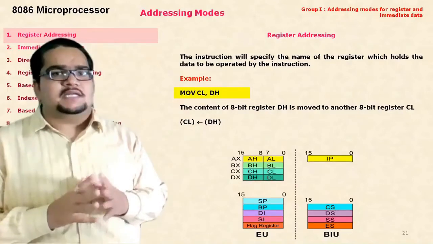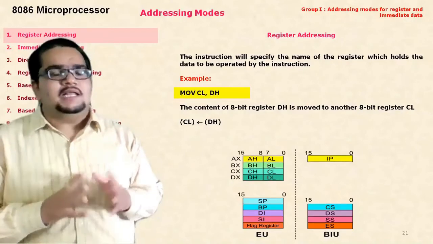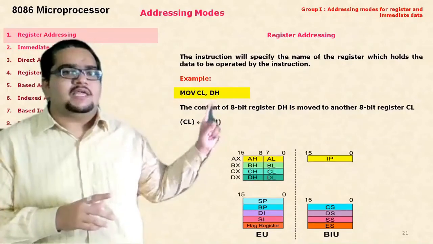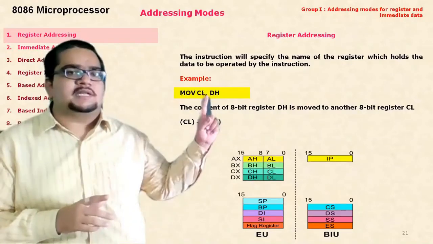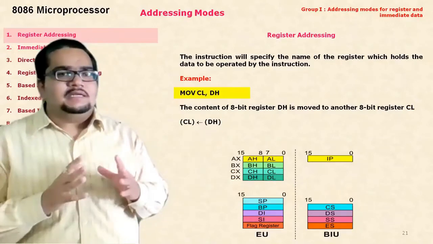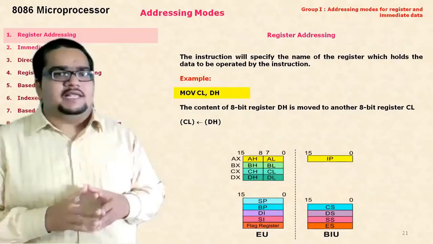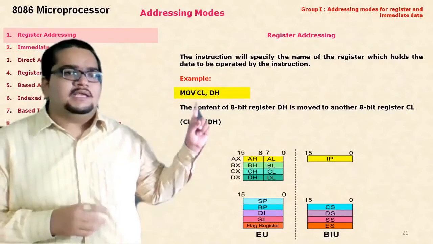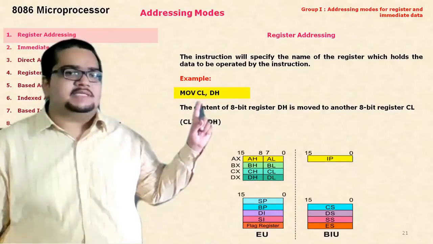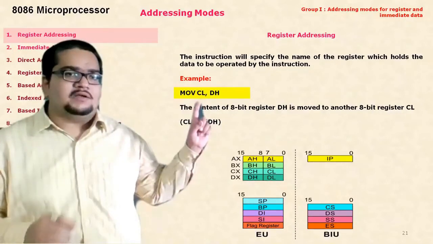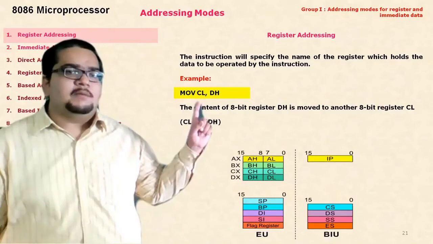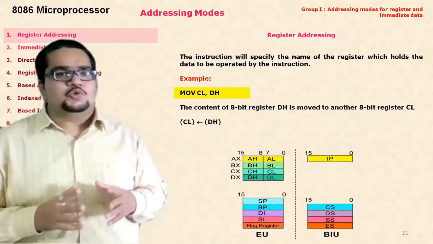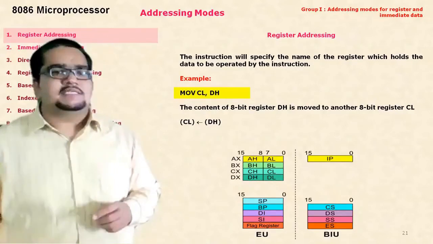Now, what this addressing mode tells us is that here your source operand is available in some register. When your source operand is available in some register, that type of addressing mode we call the register addressing mode. The destination is always there anyhow. So the operation is move, operand 1, that is the destination operand, is CL. The data will go and be stored into CL. But where is it coming from? From DH, and DH is a register. So this type of addressing is called the register addressing mode.